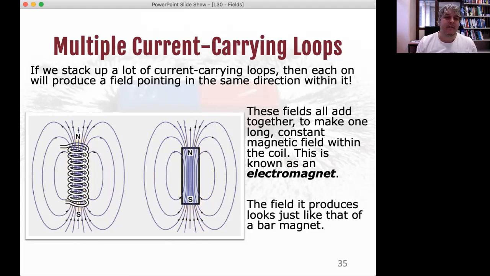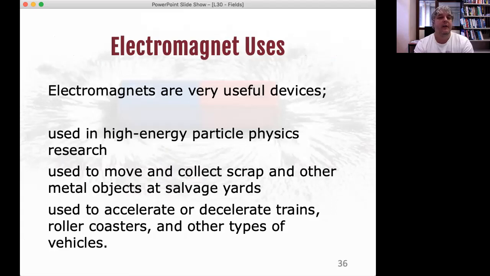So electromagnets are very useful, and they are simply the result of coils of wire with a current running through them. Very easy. We have other uses for electromagnets as well. They are used in physics a lot. We use them for high energy particle physics because they can be used to accelerate particles. As I said, they can be used practically for moving scrap and other things. And then the other thing that they're very useful for is accelerating or decelerating trains, roller coasters, and other types of vehicles.